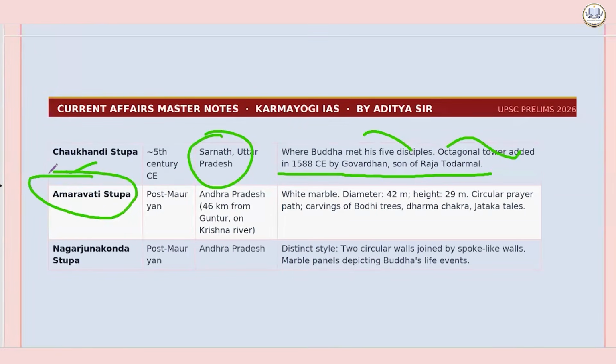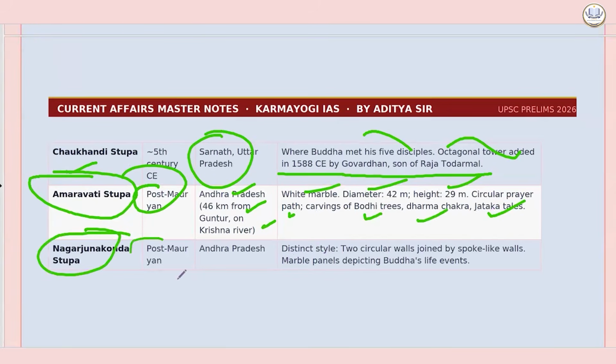Then we have Amaravati stupa, post-Mauryan, Andhra Pradesh, 46 km from Guntur on the Krishna River, white marble, diameter 42 meters, height 29 meters, circular prayer path, carving of Bodhi tree, Dharma Chakra and Jataka tales. We have Nagarjunakonda stupa, post-Mauryan in Andhra Pradesh, distinct style, 2 circular walls joined by spoke-like walls, marble panels depicting Buddha's life events.